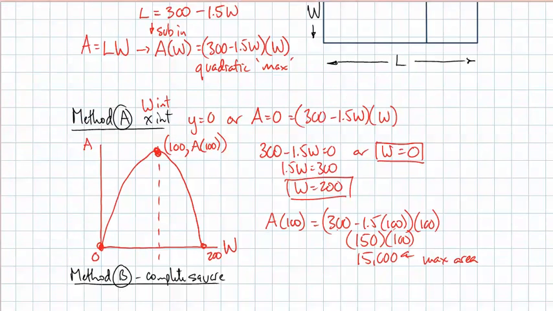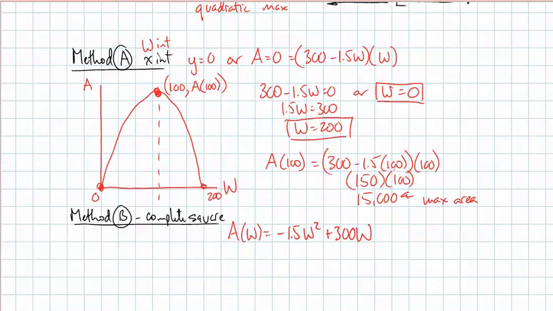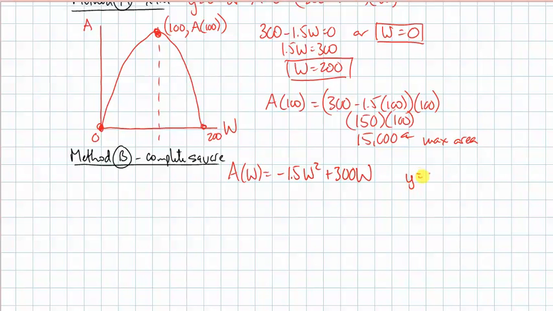Here's the next method. Let me write down my area function, because I'm going to use this again. Now this time, actually, I'm going to rewrite this. I'm going to expand this by using distributive property. And this is like y equals ax squared plus bx plus c, my a value negative 1.5, b value 300, c value 0.